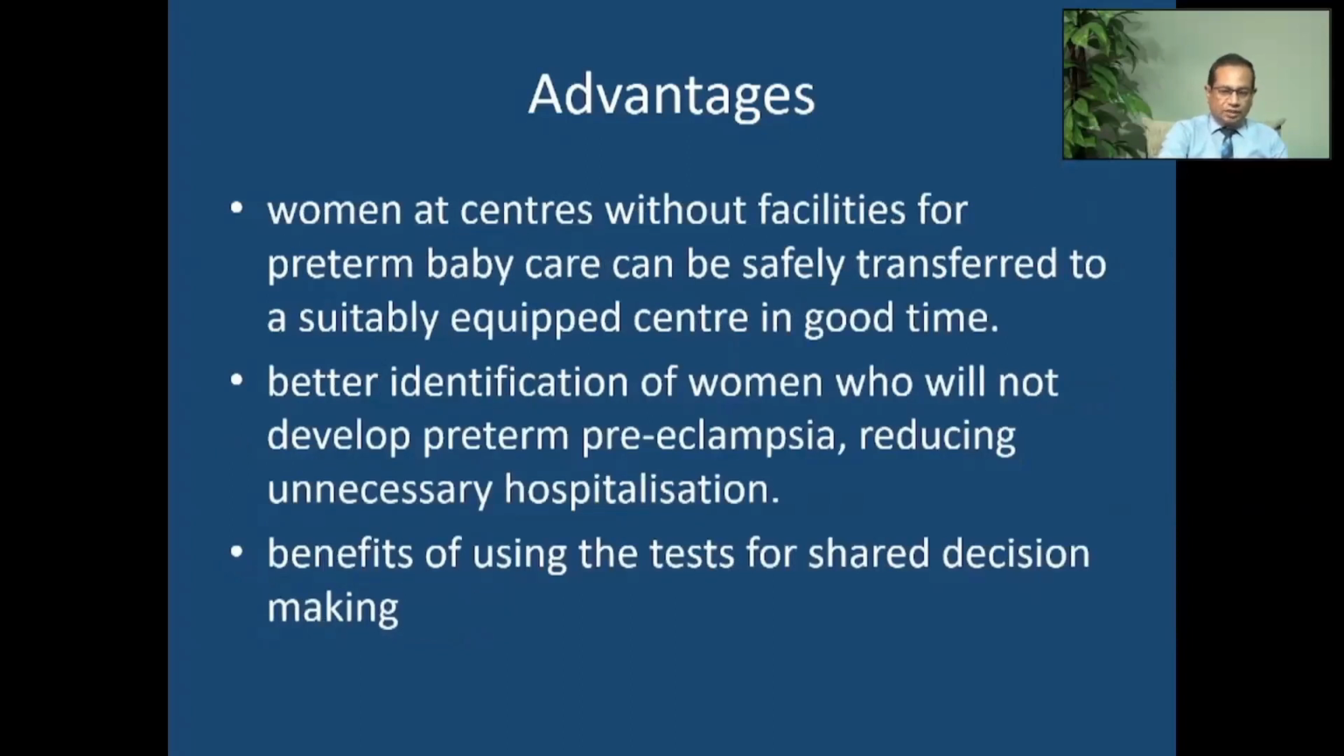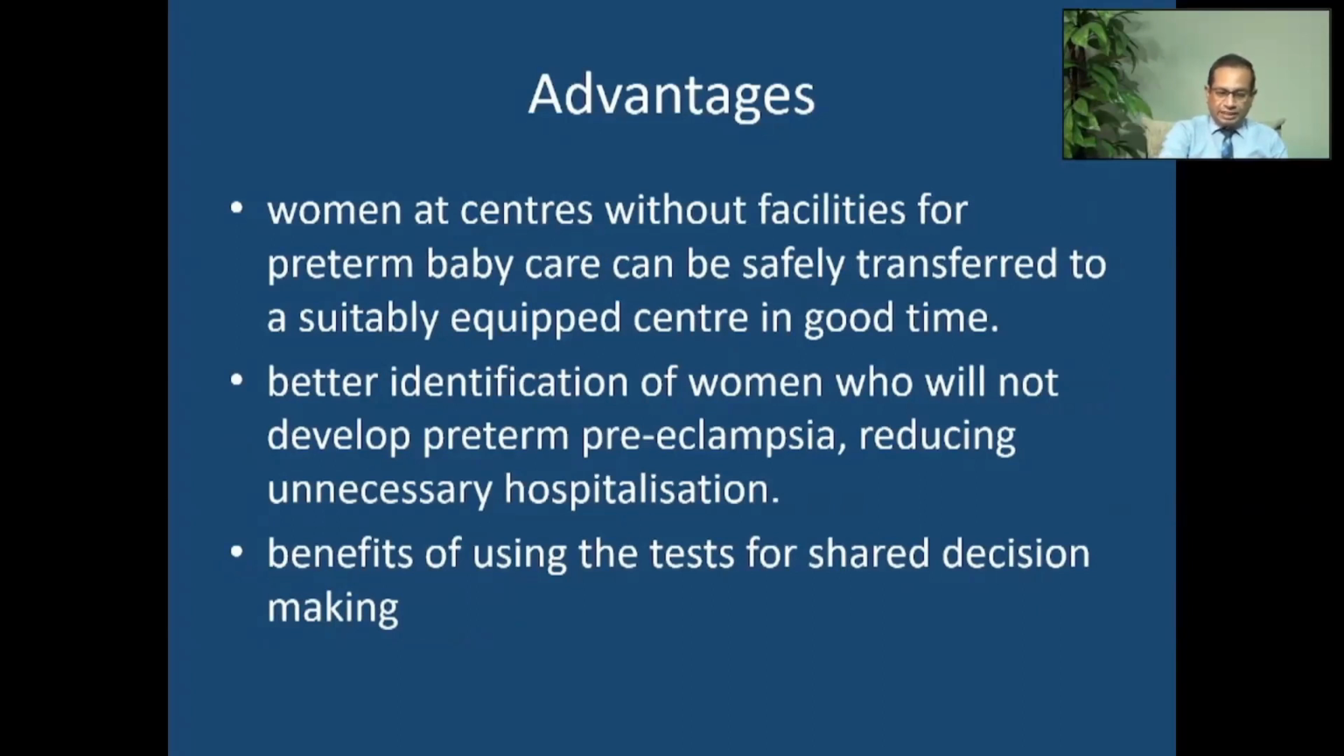Women at centers without facilities for preterm baby care can be safely transferred to suitably equipped centers in good time. Because if the placental growth factor is positive and you are expecting preeclampsia or eclampsia, you can transfer these pregnant mothers to a tertiary care center in advance, after informing the relevant authorities that we are transferring this patient with suspected preeclampsia.